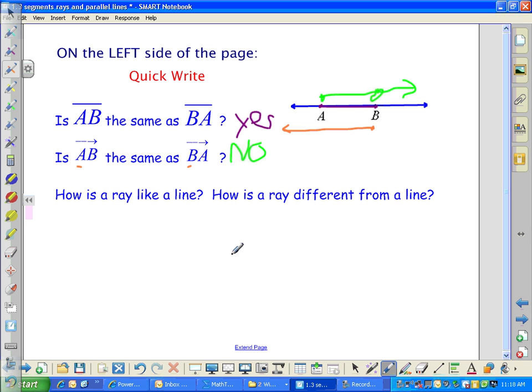Okay, so what about this question? How is a ray like a line? How is it different from a line? Well, one way it might be like a line is that it goes on forever. But it's different from a line in the fact that it only goes on forever in one direction, not in 2 directions. And I'm sure you can think of some other ways that a ray is similar to a line.